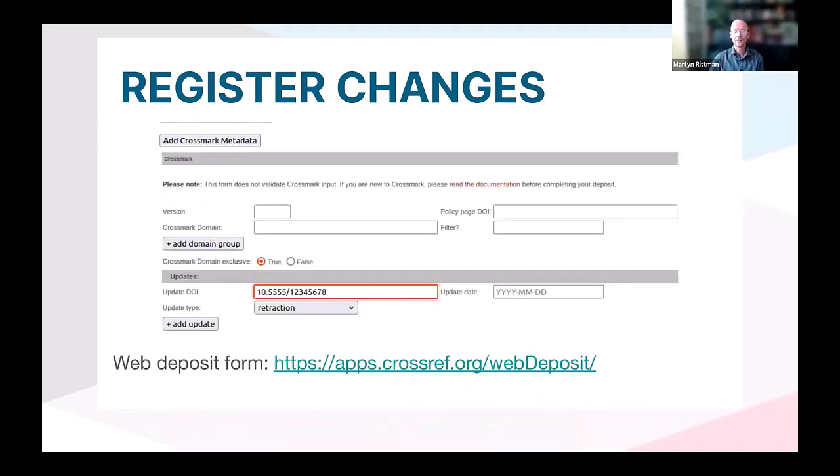And also, even if you are depositing with XML, you may find it easier to register these kinds of updates with our graphical user interface, our web deposit form, and there's a link here, because we know that the processes are often outside the normal publishing process, and so it can be difficult to incorporate an update into the normal publication process. On the web deposit form, there's this button, add Crossmark metadata, and you can fill in the type of update that you have, in this case a retraction, and the DOI of the thing being updated.